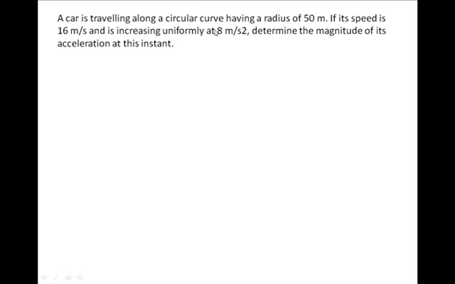A car is traveling along a circular curve having radius 50 meters. If the speed is 16 meters per second and is increasing uniformly at 8 meters per second squared, determine the magnitude of its acceleration at this instant. Now you have to note that it's clearly curvilinear motion. They are clearly saying it's traveling along a circular curve.